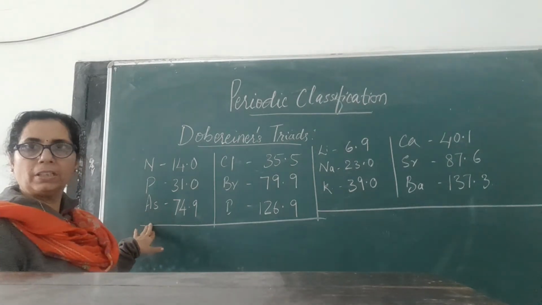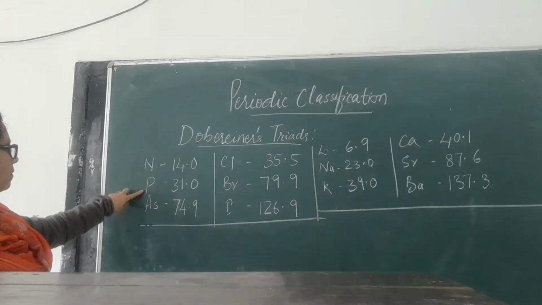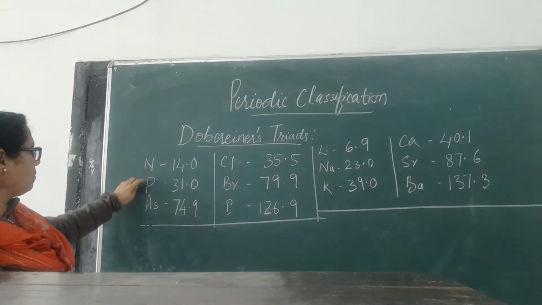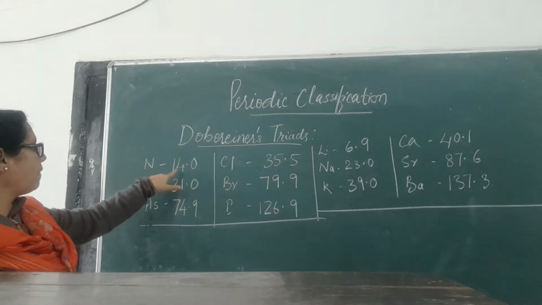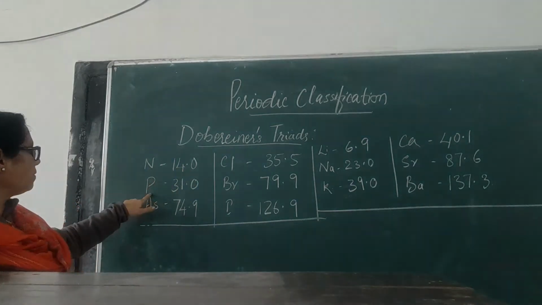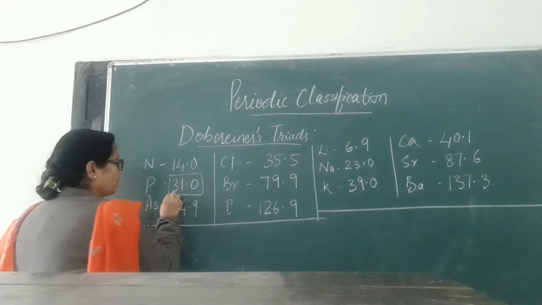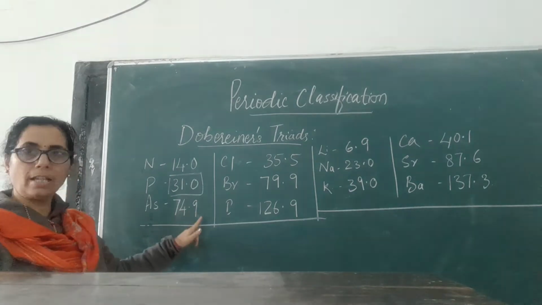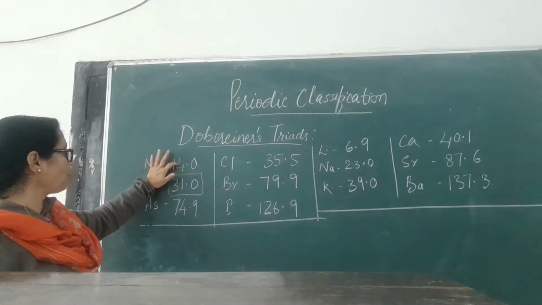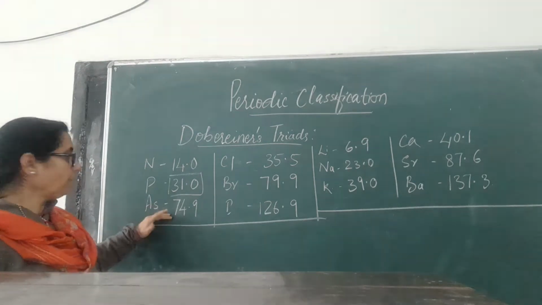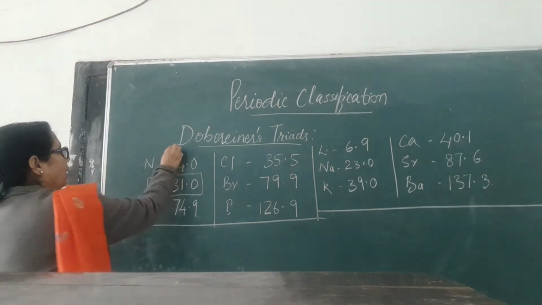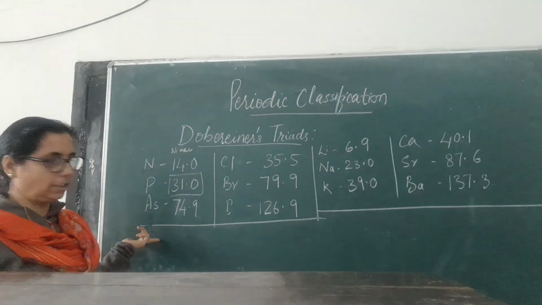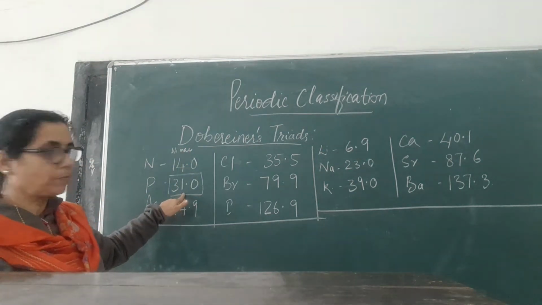The first group he tried was nitrogen, phosphorus and arsenic. Nitrogen has atomic mass 14, and arsenic atomic mass is 74.9. On taking the average of nitrogen and arsenic, he found that the atomic mass of phosphorus was 31.0, and it was found to be the correct one.